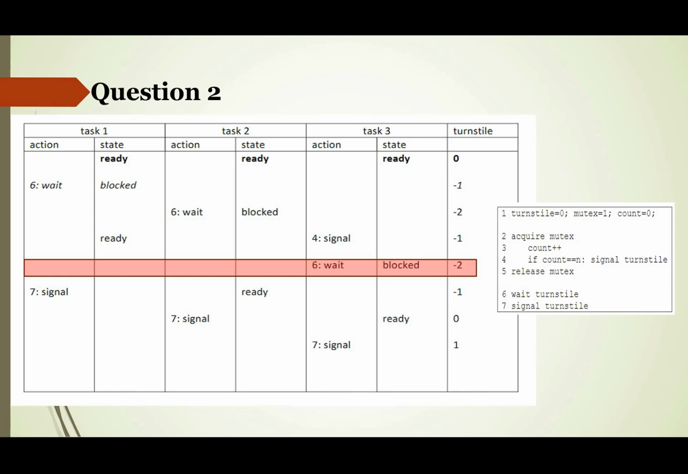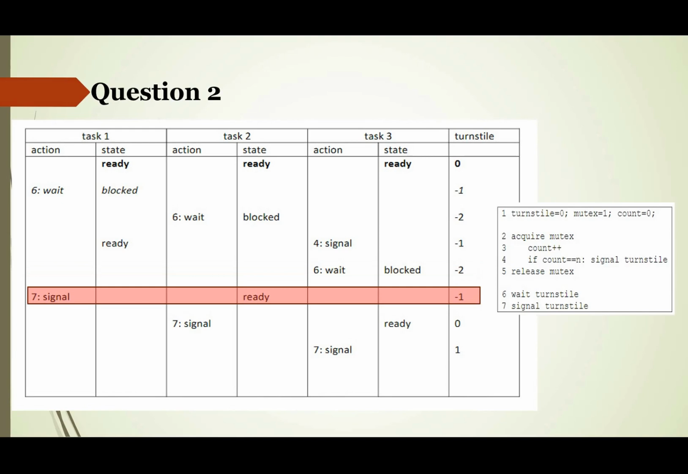Okay, so task 1 became ready at the previous action, right? So now from line 6, it goes to line 7. It gives the signal. So the signal turnstile will be incremented by 1. So the new value of the turnstile would be -1. The other task would be unblocked in first in first out order. The task that was blocked earlier was task 2. So the state of task 2 will be changed to ready.